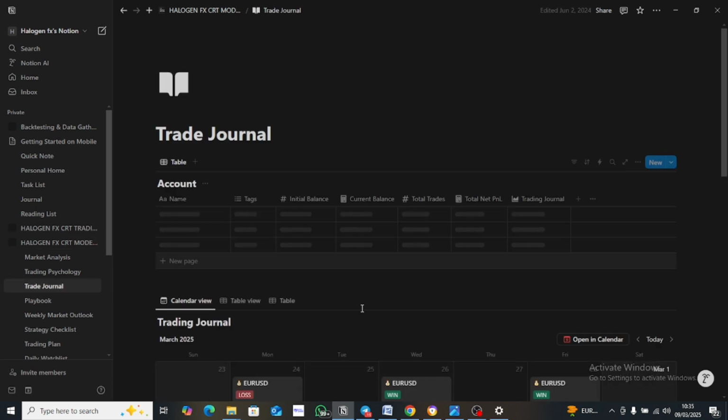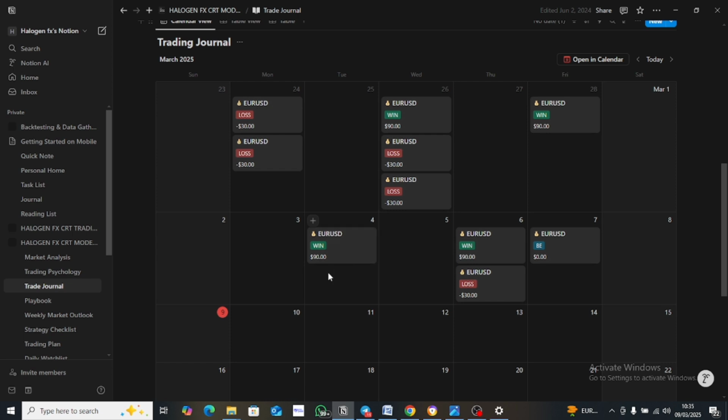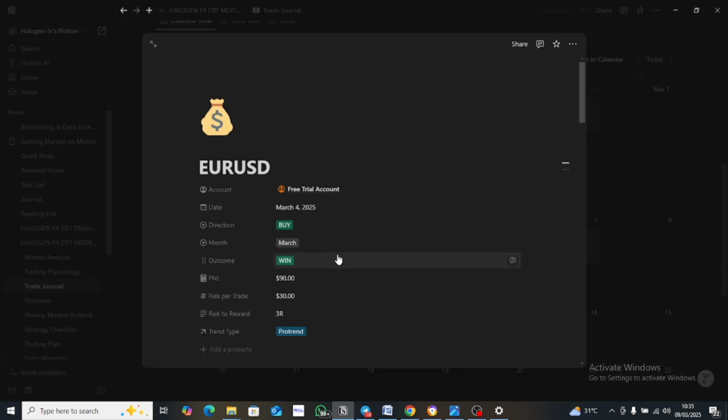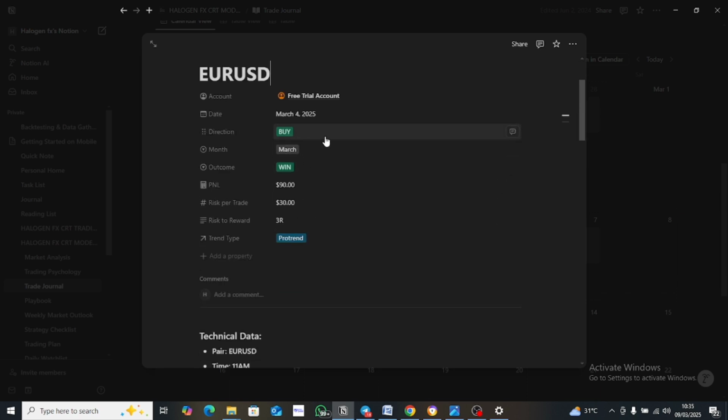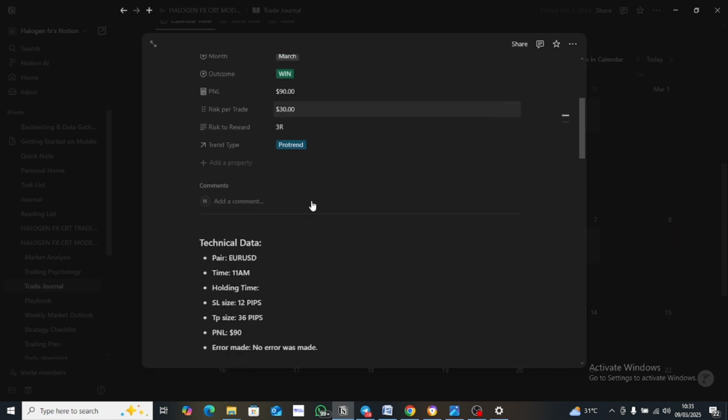So my first trade was on the 4th of March, and you can see the outcome was a win. Let me explain the reason why I took this trade. I might not explain everything, but let me explain this one. It was taken on March 4th and it was a buy. Like I told you, my bias was bullish, so I was interested in bullish opportunities. The outcome was a win, and I went for 1:3, which is 3R, and the trend type was a pro trend.